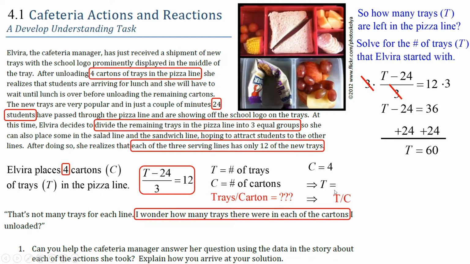So if the number of trays is 60, then how many trays per carton did Elvira get? Well, there were 4 cartons, right? So just go 60 divided by 4, t divided by c right there, and you'd get 15. So every carton had 15 trays, so there are 15 trays per carton.